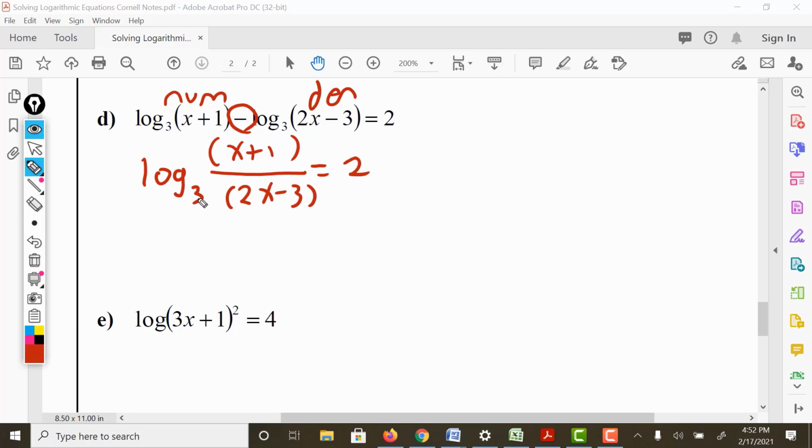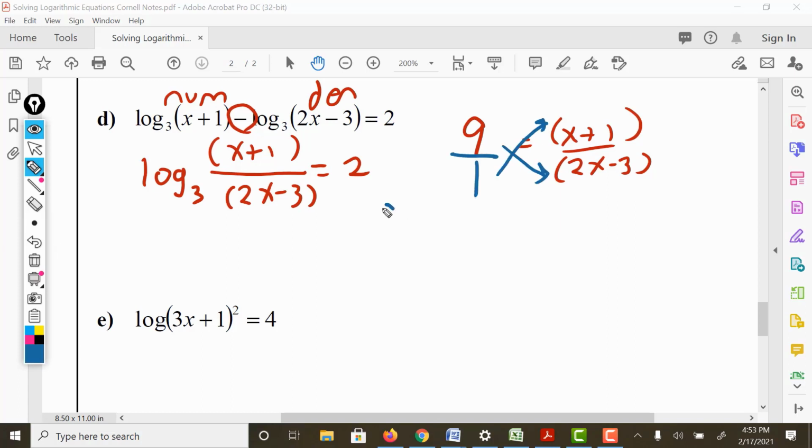Because we have a single logarithm, now I can do ELB, right? 3 will be my base. My exponent will be 2. This 3 squared is a 9. I'm going to set this over 1, and I'm going to go ahead and cross multiply.